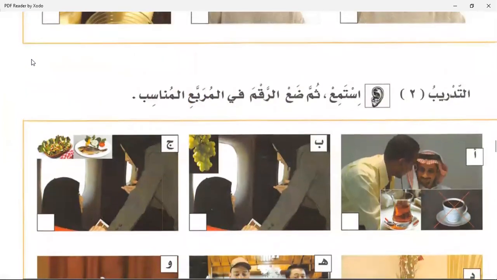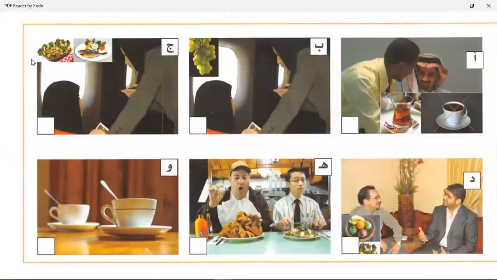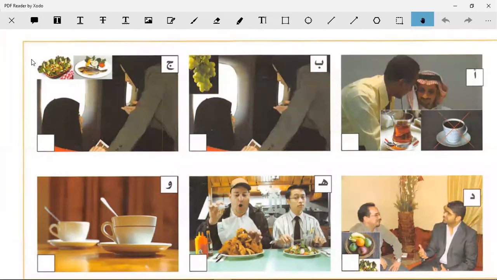At-tadrib al-thani: istami listen, thumma da'i raqma fil murabba al-munasibi, then put the number in the appropriate box. Again, same thing. You will just write numbers on the picture. First student: Hal anta jawan? Second student: Naam ana jawanu jiddan. Let me repeat. So you will write one on this picture, just like this.